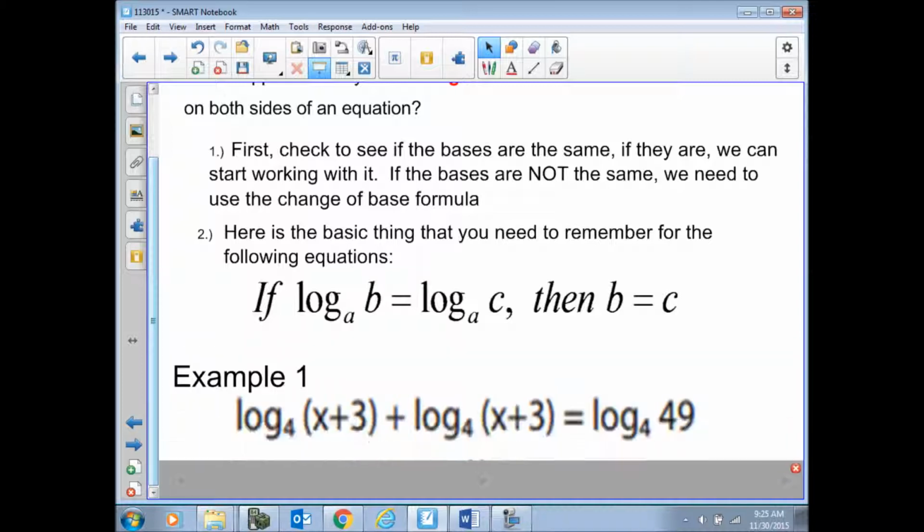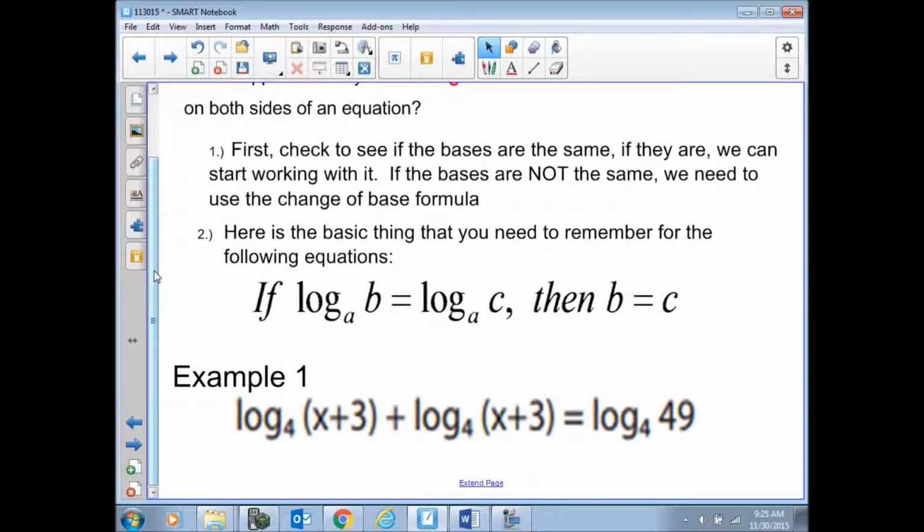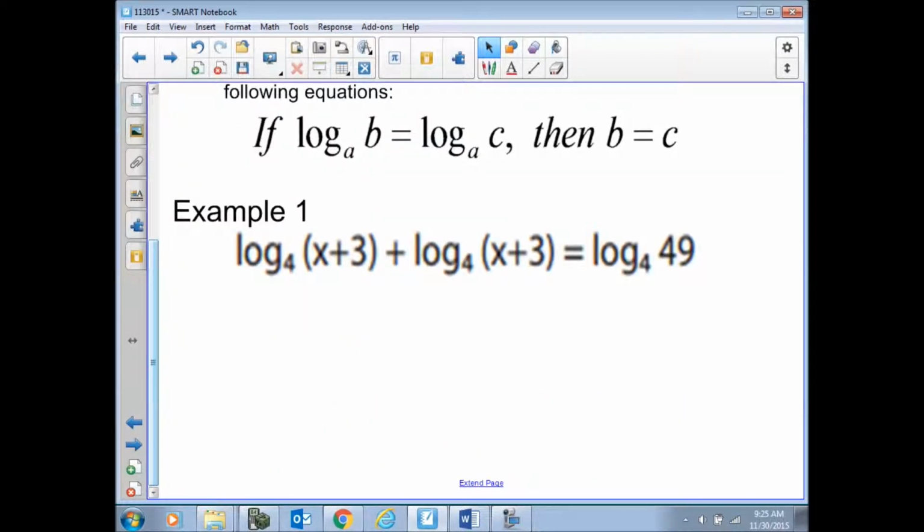All right, let's do example 1. Looking at this one, we have the same base everywhere.